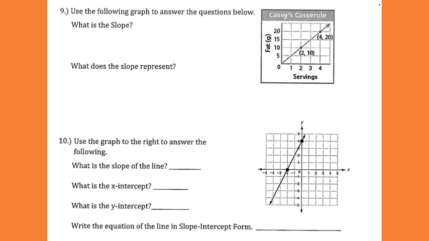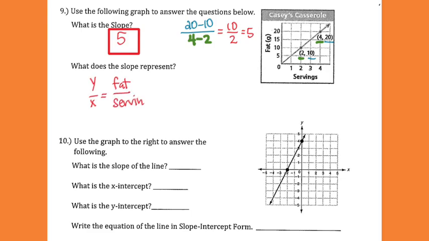Number 9, it's all about the slope, you guys, all about the slope. We can see on this graph of Casey's casserole, it doesn't go up by 1, so I can't just do rise over run. I have to look at the change in y over the change in x. So 20 minus 10 over 4 minus 2 gives us 10 over 2, which is 5. And what does this represent? It's always y over x. So y was fat and x is serving. So it's fat per serving. So it's 5 grams of fat per serving for Casey's casserole.